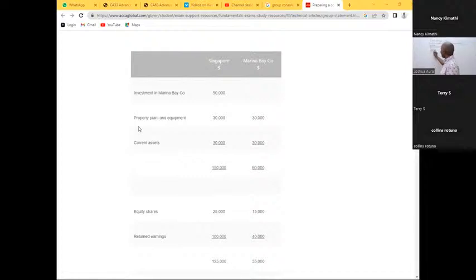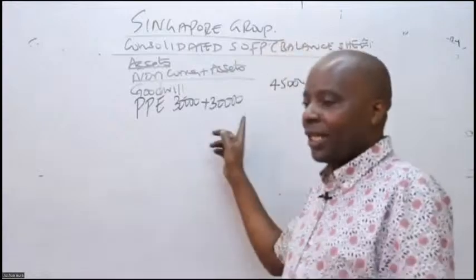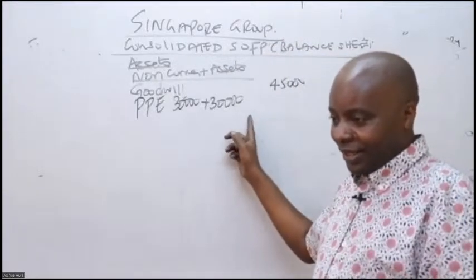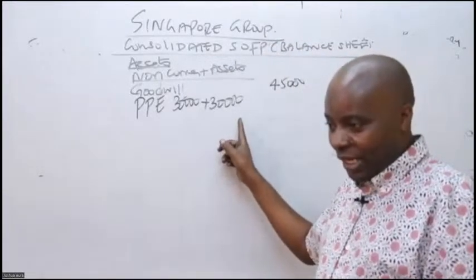Don't worry. PPE. So PPE, I'm consolidating. I can see there is PPE of Singapore of 30,000 and the Marine 30,000. So consolidation is about adding together. So 30,000 plus 30,000. I would want to see whether there is anybody who is able to remember something here. Is there anything else, do you think, we shall add to this?